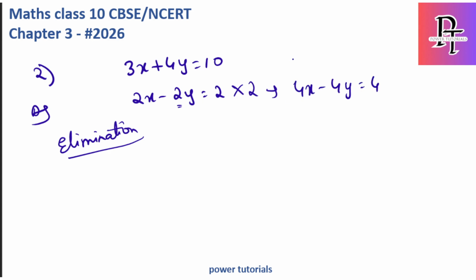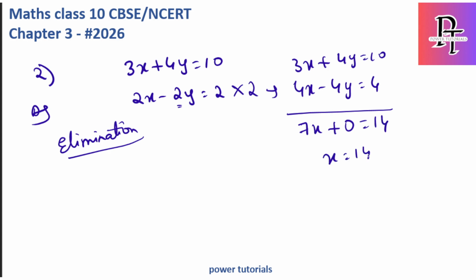I'll write the first equation again here: 3x plus 4y is equal to 10. So if I add these two, I can simply cancel out. I will not change the signs, I simply add these two. So this becomes 7x plus 0 is equal to 14. So x value is 14 by 7, which is 2.